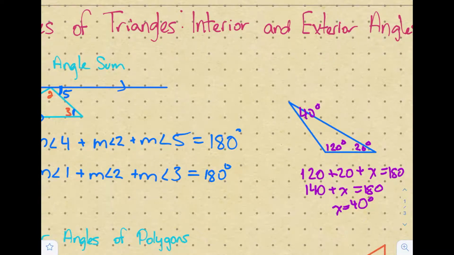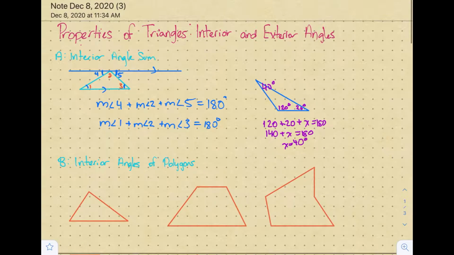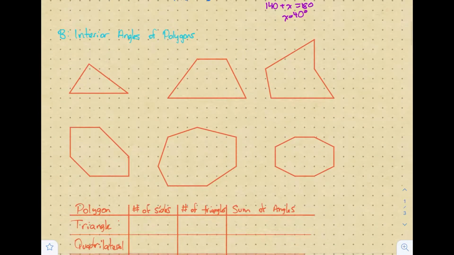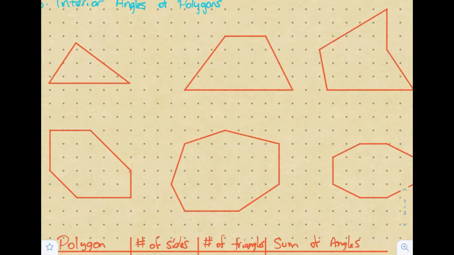Now this should be a background fact. We should already know this. What I'd like to do is try to apply this. I'd like to find out what the sum of the interior angles of other polygons are. And we'll do this by splitting them into triangles. I'm going to try to split them into triangles where all of the corners of the triangle are made up of corners of the original shape.